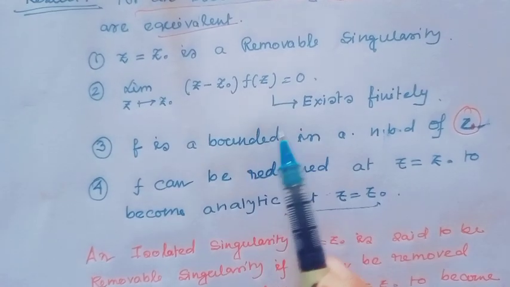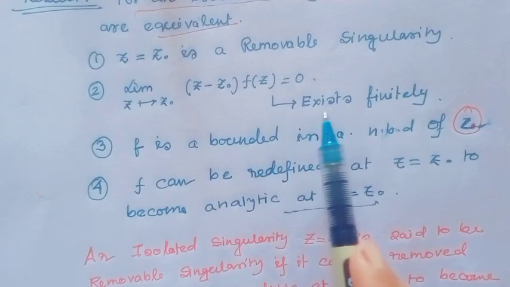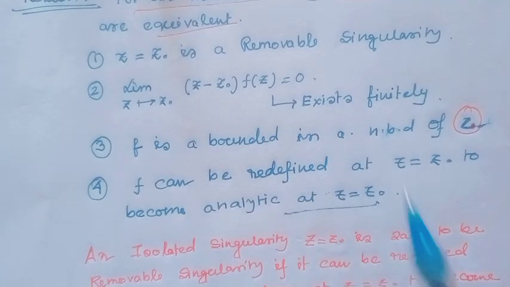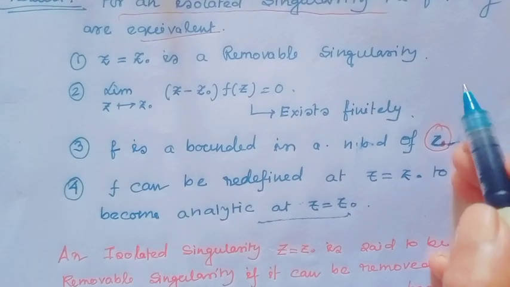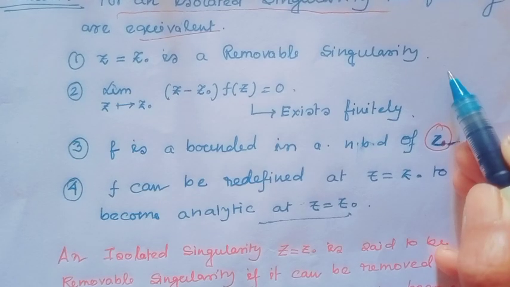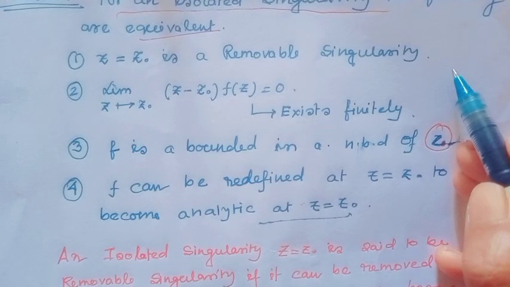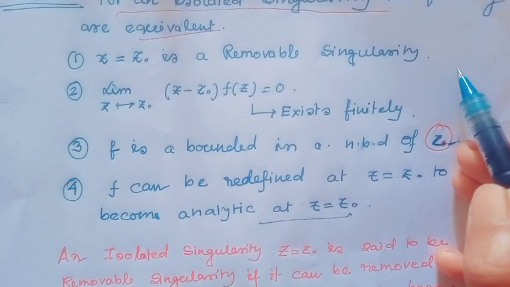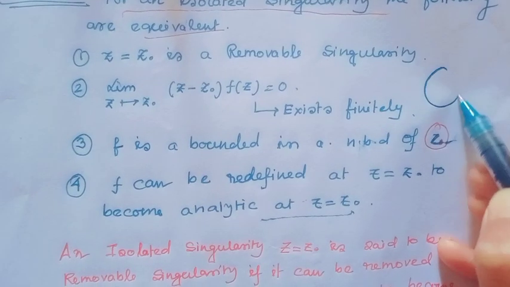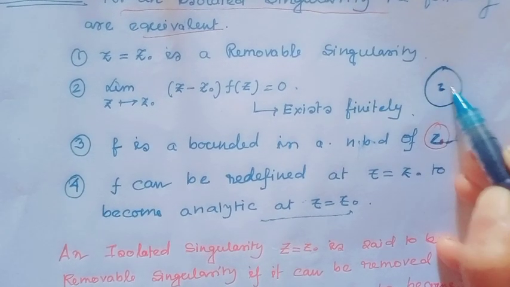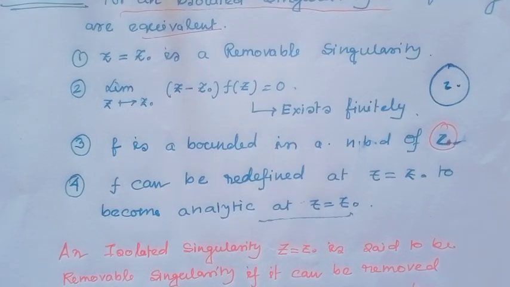First result, the limit exists. F is bounded: if there exists a singularity at Z equal to Z naught and this is the removable singularity, then F is bounded in the neighborhood of Z naught. Next, I will see some results of poles.